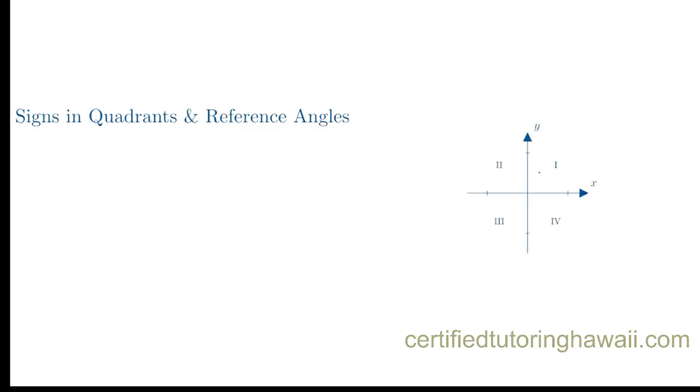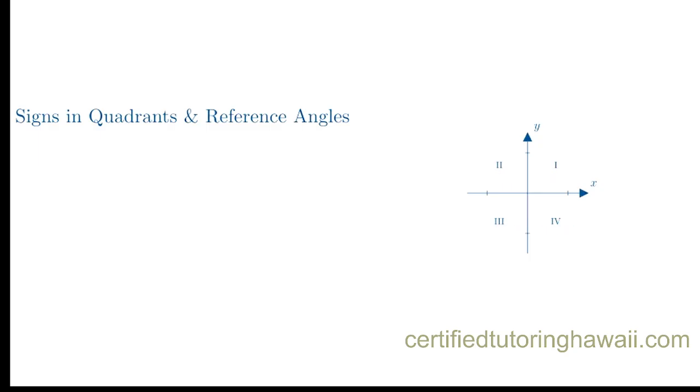In quadrant I, x is positive and y is positive. So cos is positive and sine is positive. In quadrant 2, x is negative and y is positive. So cos is negative and sine is positive. In quadrant 3, both x and y are negative, so cos and sine are both negative. And in quadrant IV, x is positive and y is negative, so cos is positive and sine is negative.